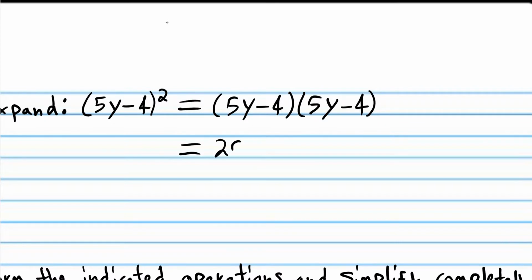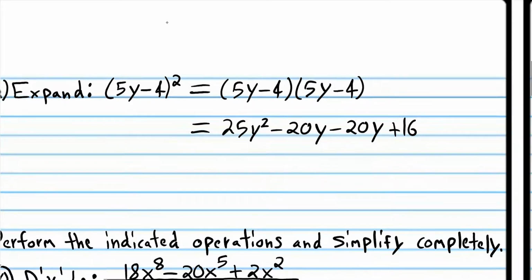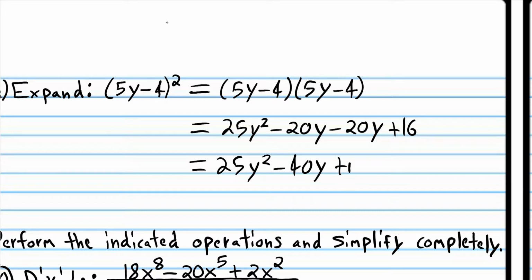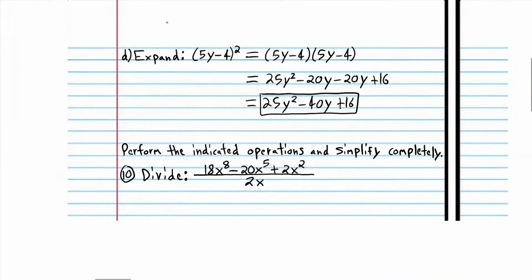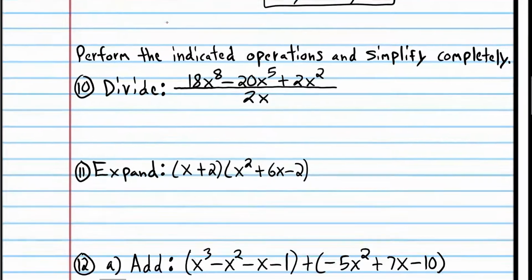5y times 5y is 25y squared. 5y times negative 4 is negative 20y. Negative 4 times 5y is negative 20y again. And negative 4 times negative 4 is positive 16. So we have 25y squared minus 40y plus 16. If you just get it done fast, then it's not going to seem so bad. Okay, so on to number 10.